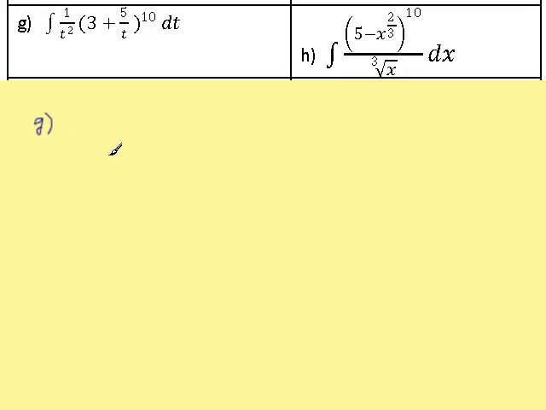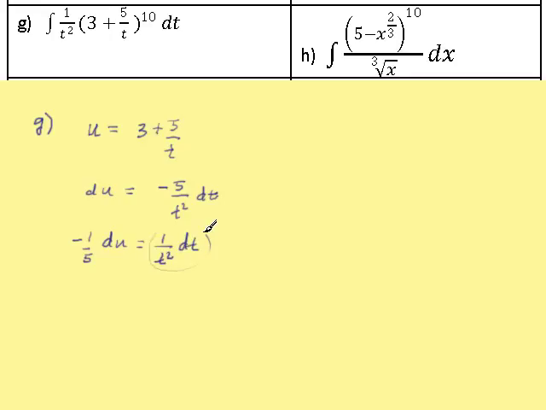In G we have another u substitution. Here's the inner function. And remember the derivative of 1 over t is minus 1 over t squared. And here we have that 1 over t squared. So we're just going to put u equal to the inner, and du is equal to minus 5 over t squared. Let's divide both sides by minus 5. So we have minus 1/5 du is equal to 1 over t squared dt.